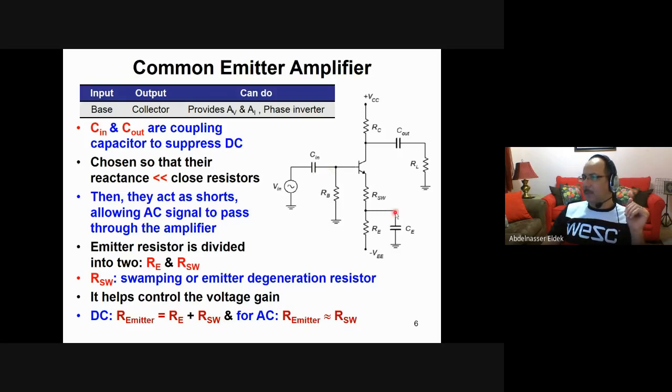Okay, so now if this is a short circuit, this will short this resistor, which makes the emitter resistor equal RSW. If this one is short, for example, here, we'll see this later on. This one could be an AC short, and so on.